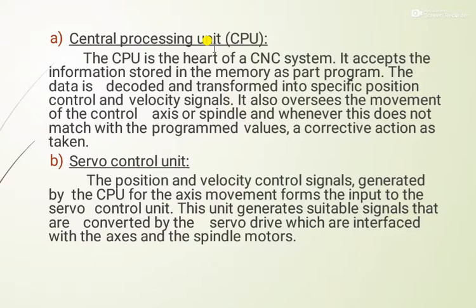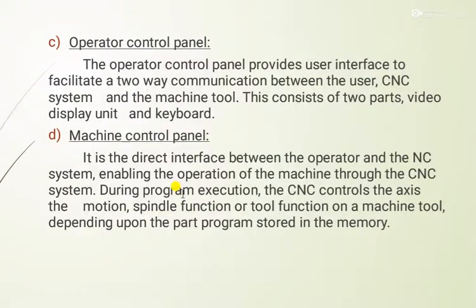Servo control unit. The position and velocity control signals generated by the CPU for the axis movement are input to the servo control unit. The unit generates suitable signals that are converted by the servo drive, which are interfaced with the axis and spindle motors.